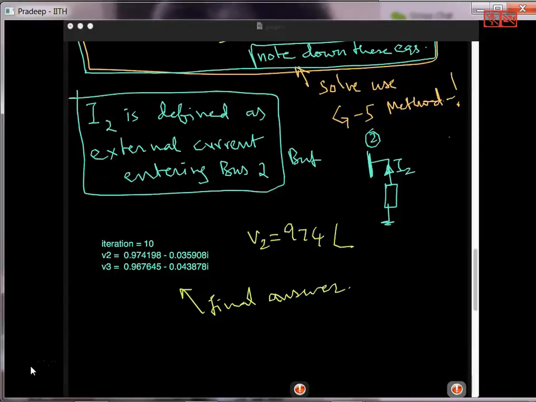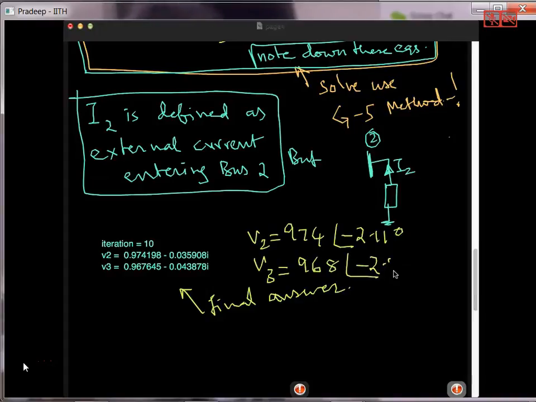We'll just end in 2 minutes. V3 is equal to 0.968, angle is minus 2.59 degrees. Okay, so this is the final answer.